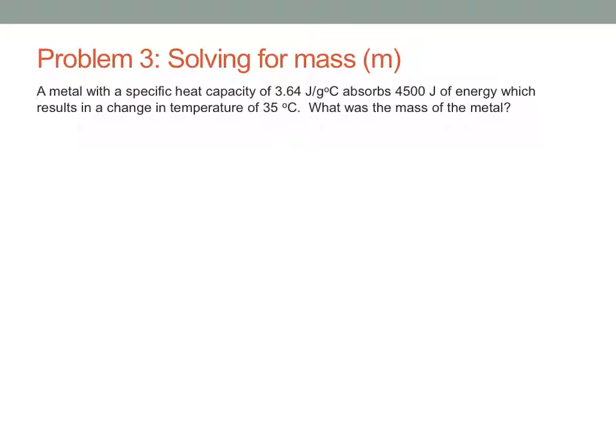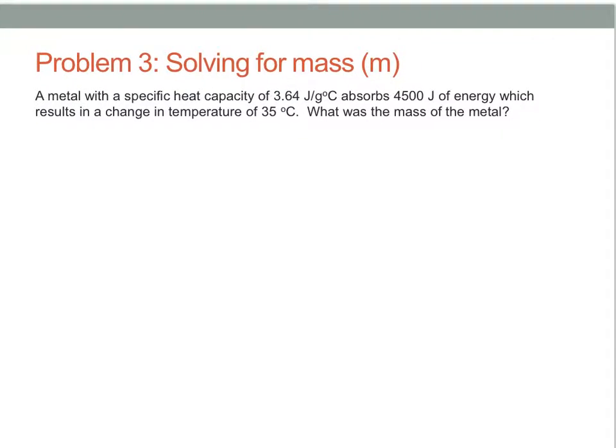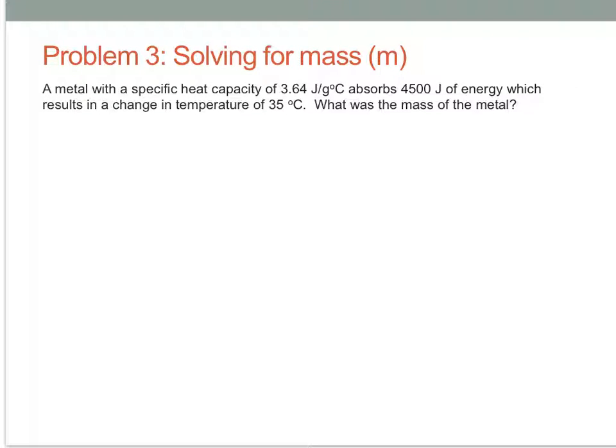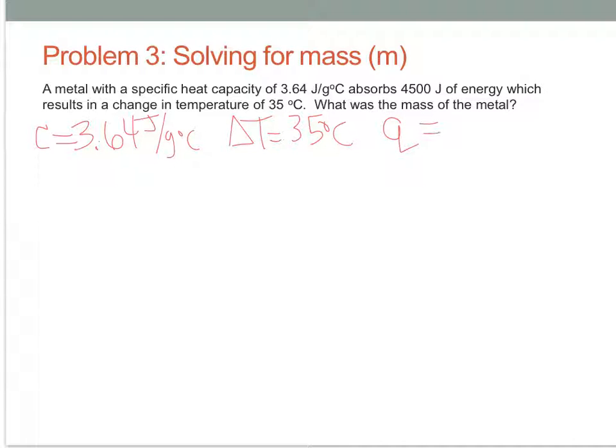Problem 3 is going to have us solve for mass. So identify variables. Oh, hang on. Problem 3 is going to have us solve for mass. So we'll start with identifying variables. C equals 3.64 joules per gram degree C. Delta T is 35 degrees C. And Q is 4,500 joules.